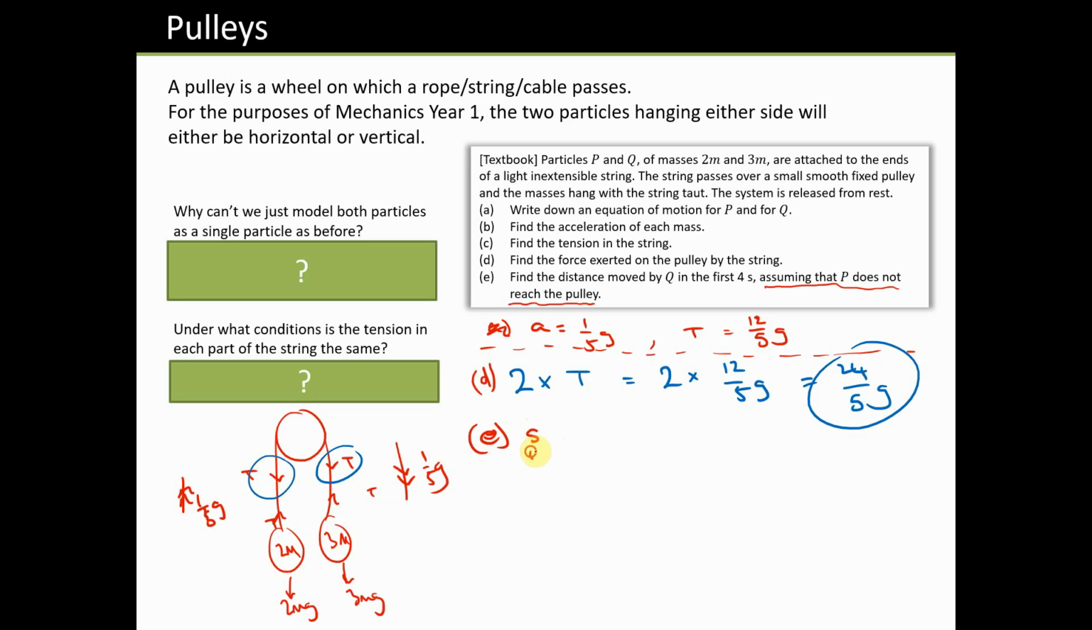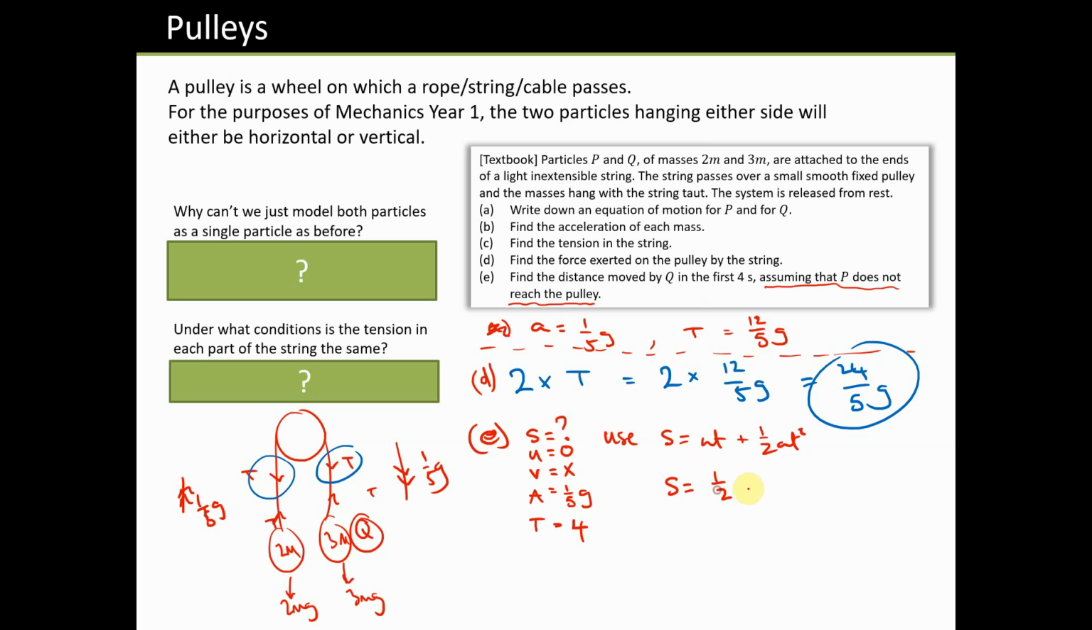So whenever we're talking about finding distance moved, we're given time, we're linking it back to a SUVAT. So find the distance moved by Q, which is my particle on the right hand side, the one that's going down, in the first 4 seconds. So distance is a question mark. It's been released from rest, so u is 0. We don't care about the final velocity. We know the acceleration is a fifth g, and we know we're looking for what it is in 4 seconds. So in this case, we're going to use s equals ut plus half at squared.